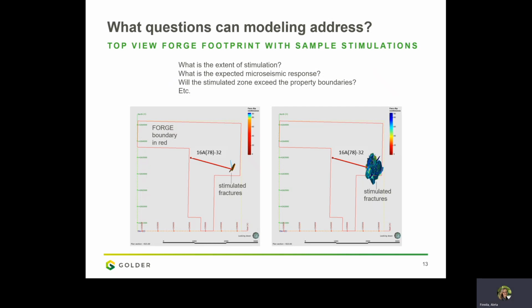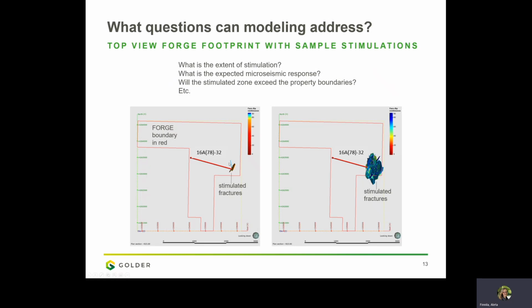And also, what kind of variability would we expect in that DFN for other unknowns? What is the sensitivity of that DFN? So we have one question we've addressed here. We're thinking, what questions do we have at the Forge site? What is the extent of stimulation is one.